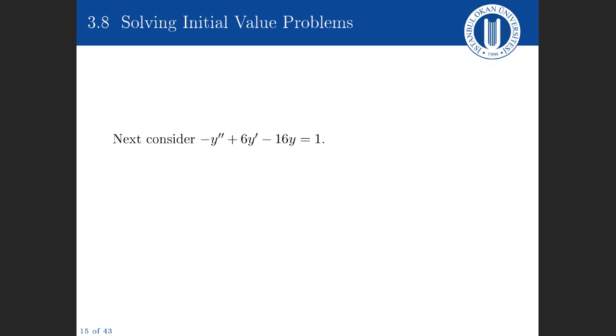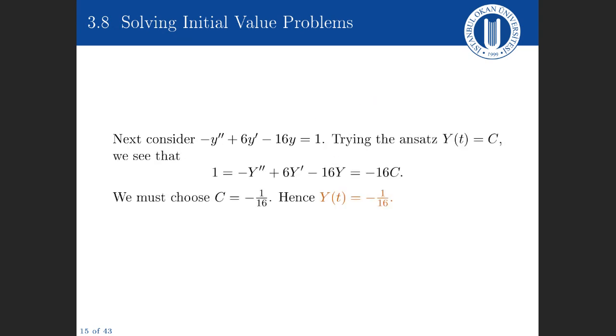Next, I'm breaking this up into smaller equations. I want to consider minus y double prime plus 6y prime minus 16y, but now equal to 1. That's not the whole of g, it's just part of g. And because 1 is just a constant, I'm going to try the ansatz y(t) is equal to a constant. And when we go through the calculation, a simple calculation, we find that the constant must be minus 1 over 16. So the particular solution to this differential equation is y(t) is equal to minus 1 over 16.